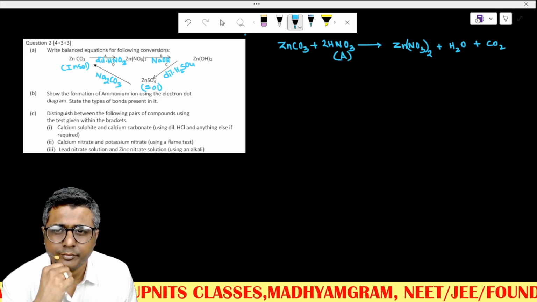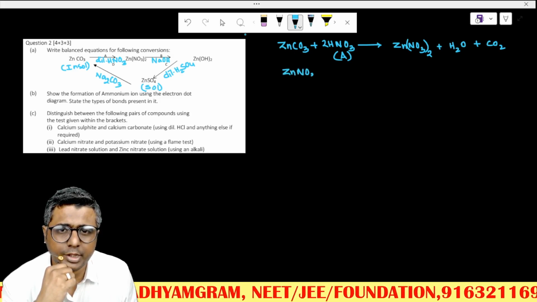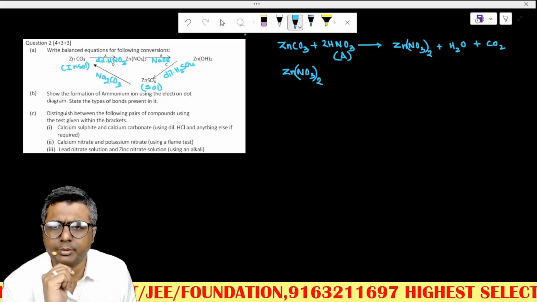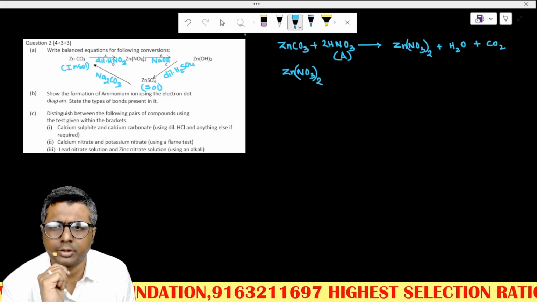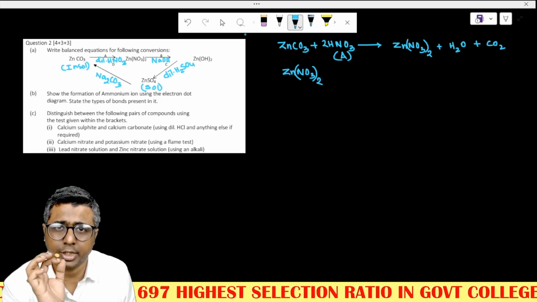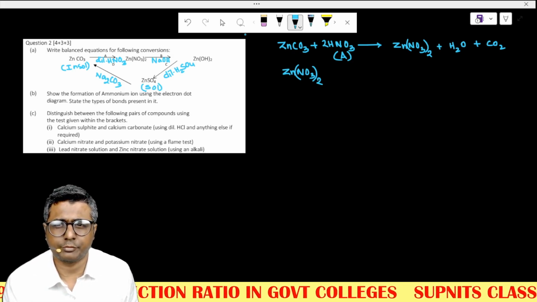Now zinc nitrate. So first of all I will do this flowchart in the copy, and then in the fair copy there is no problem, you just draw this flowchart, write all these things, then you write the balanced equations. That is perfectly alright, and that will help you to do this problem easily. Otherwise directly writing the reactions will be a tough one.